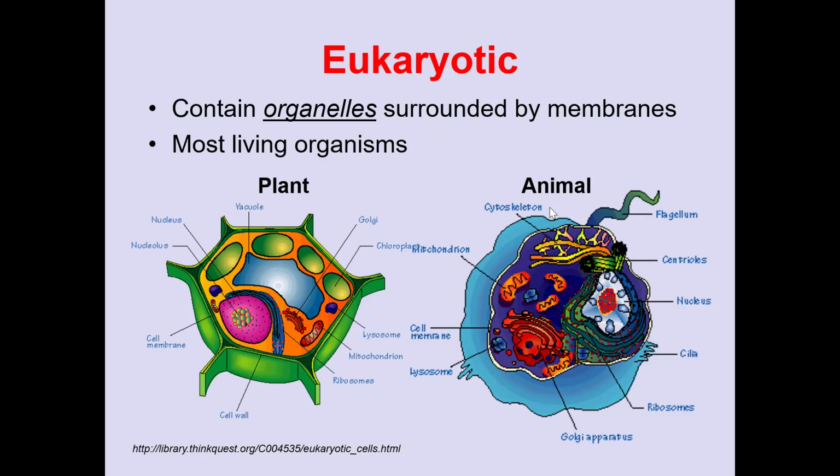Similarly, you can see a lot of organelles are also found in the animal cell. It has the cytoskeleton, and also it has the centrioles, the flagella, the nucleus that houses the genetic material, the cilia, ribosomes for protein synthesis, Golgi apparatus for packaging, lysosomes also, and also cell membrane and mitochondria.